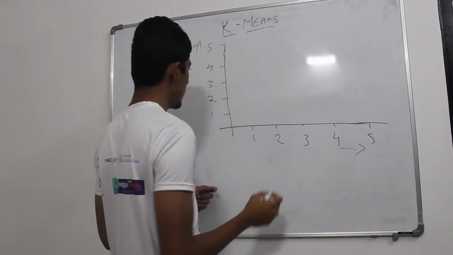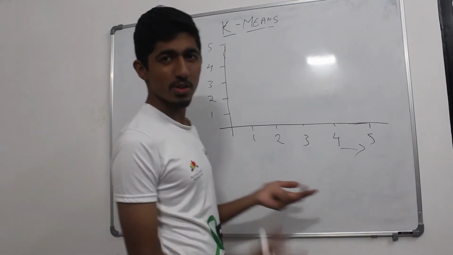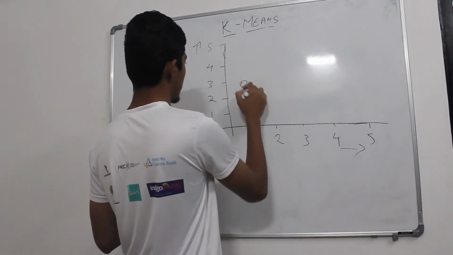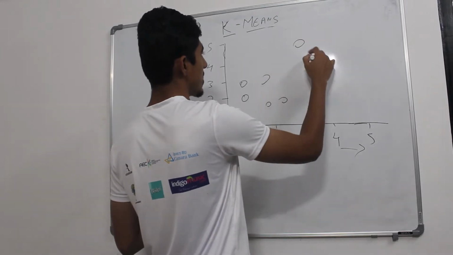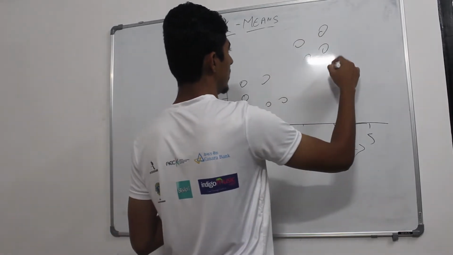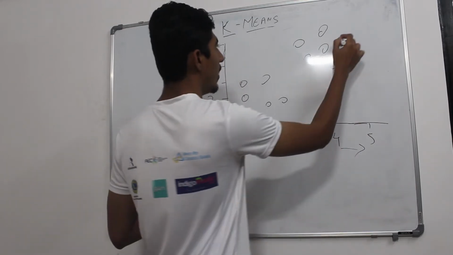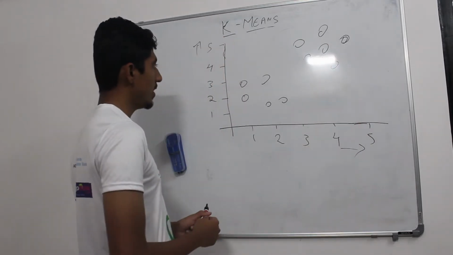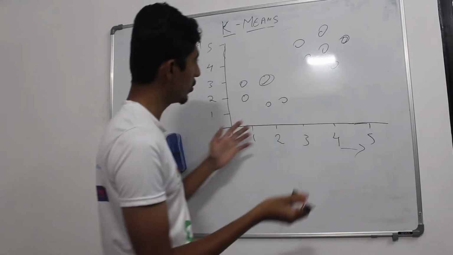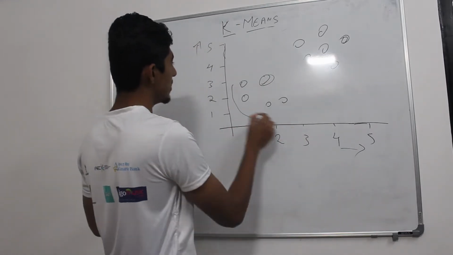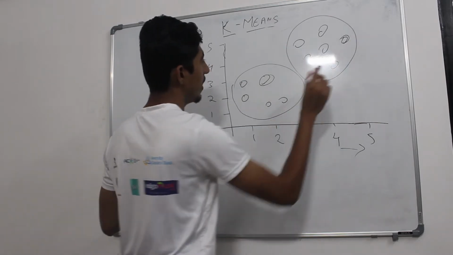Okay, so let me take 6 or 7 data points. Let's say 2, 3, 4, 5, 6, 7, 8, 9, 10, 11 data points as our example. We have 11 data points here. To the human eye, we can see that this and this are clusters.